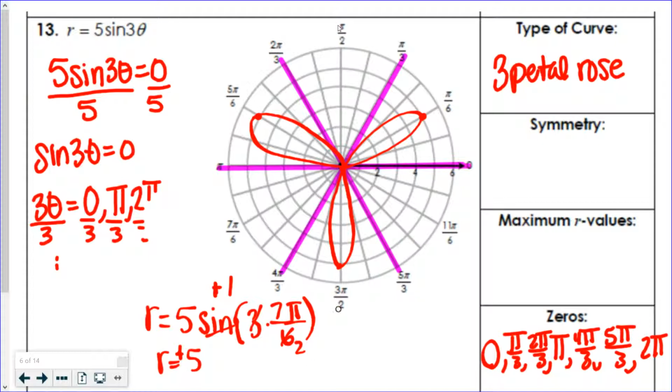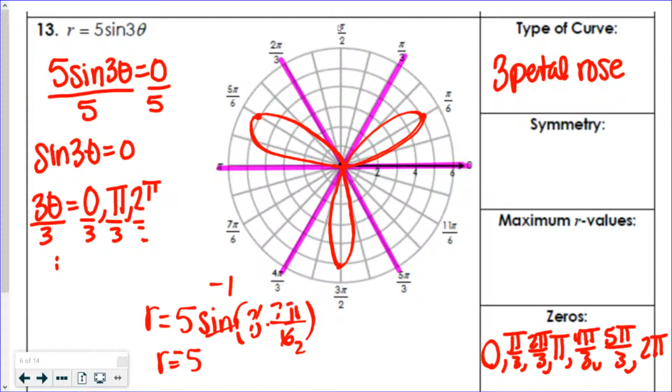pi over 2, 3 pi over 2, 5 pi over 2, 7 pi over 2 is back down here. So sine of 7 pi over 2 would be negative 1 again. And so my R value at 7 pi over 6 is negative 5. So when I'm at 7 pi over 6, instead of coming out here to positive 5, I go back up to negative 5. And if you notice, that completes my petal here. And so there you go. There's your 3-petal rose. And your graph is the red part and not the purple part.